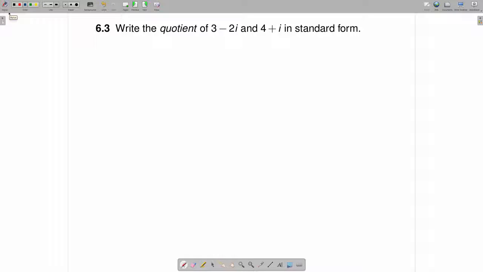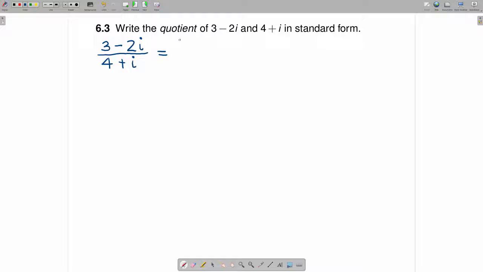Write the quotient of 3 minus 2i and 4 plus i in standard form. The meaning of standard form here is we want to express this quotient in the form a plus bi. So write the problem, which is 3 minus 2i divided by 4 plus i.